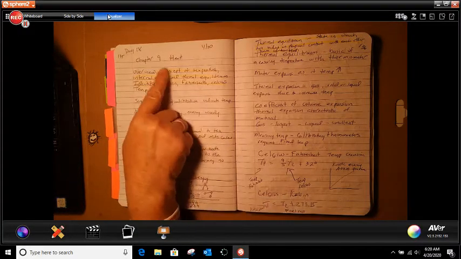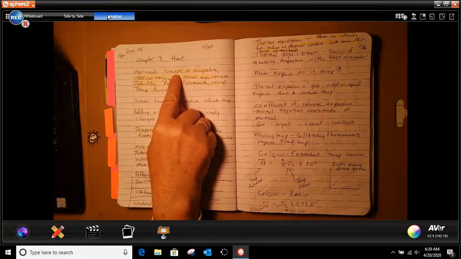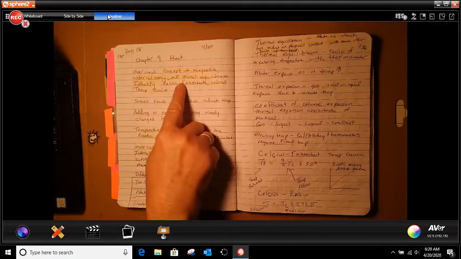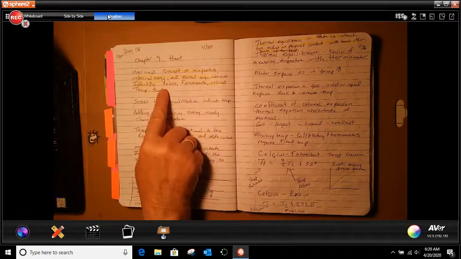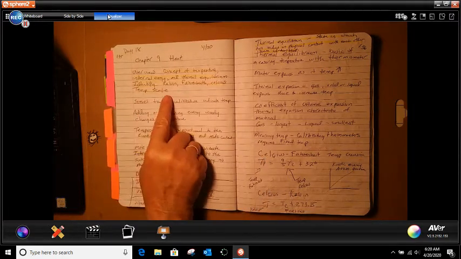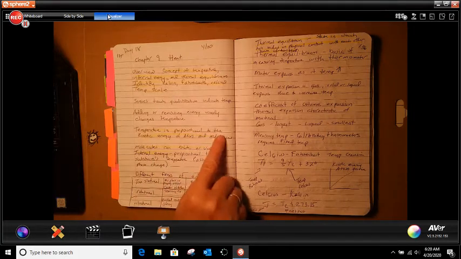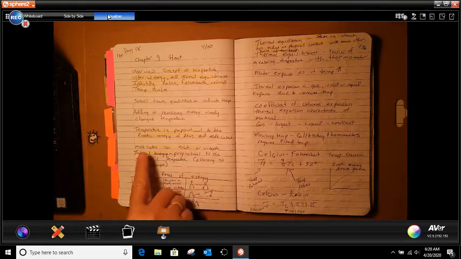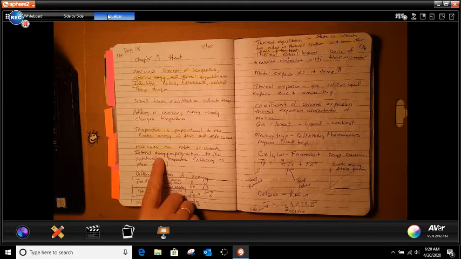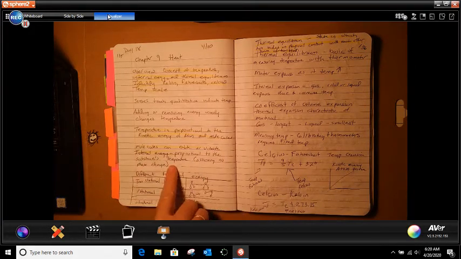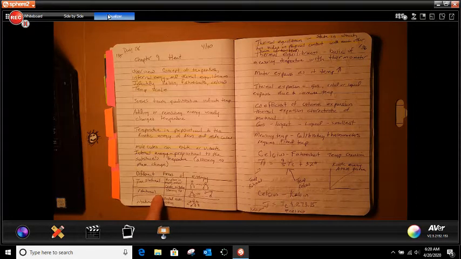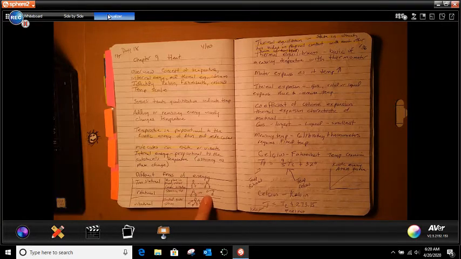For heat, the concepts that we're learning are temperature, internal energy, thermal equilibrium, and identifying Kelvin, Fahrenheit, Celsius, and temperature scales. We've already done Kelvin, Celsius, and Fahrenheit when we did chemistry, so this should be like a review for you. Temperature is proportional to the kinetic energy of an atom and molecule. Molecules can rotate or vibrate. Internal energy is proportional to the substance temperature, assuming there's no phase change. You have translational, rotational, and vibrational, and it gave you some examples in the book.